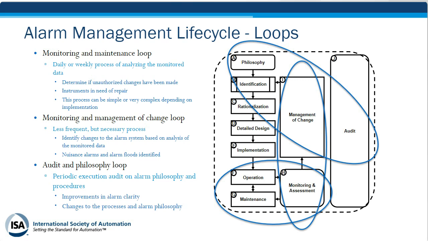The monitoring and management of change loop is less frequent, but it's a necessary process where you can roll back into those stages of identification, rationalization, detailed design, and implementation to tweak your alarm system to eliminate different instances. It might be alarm floods, or it might be nuisance alarms where you need to go back and work on those. And then the other loop is the audit and philosophy loop.